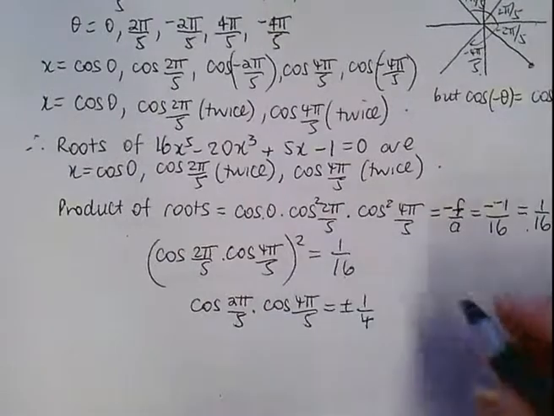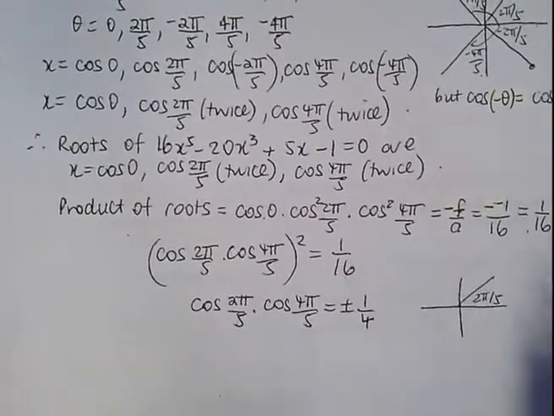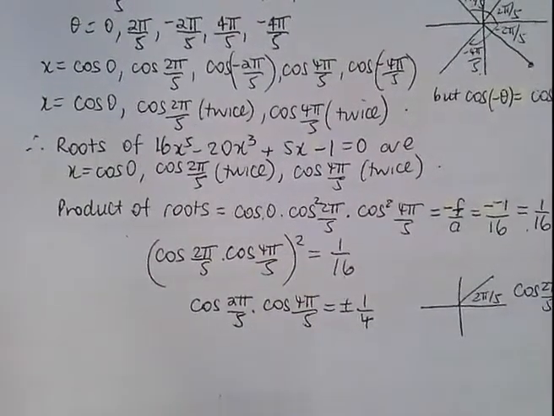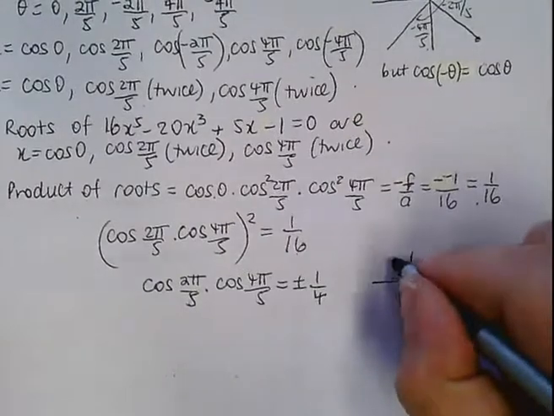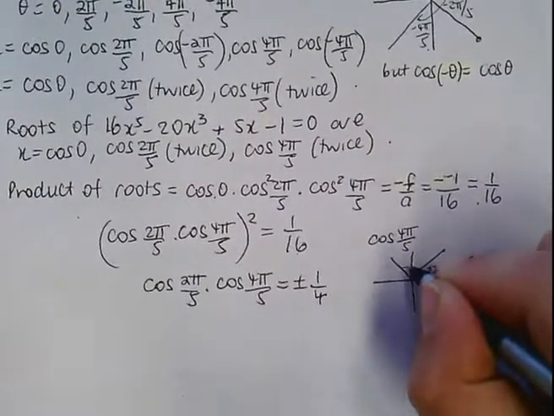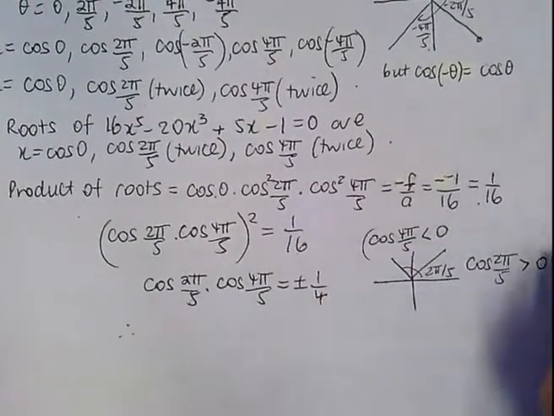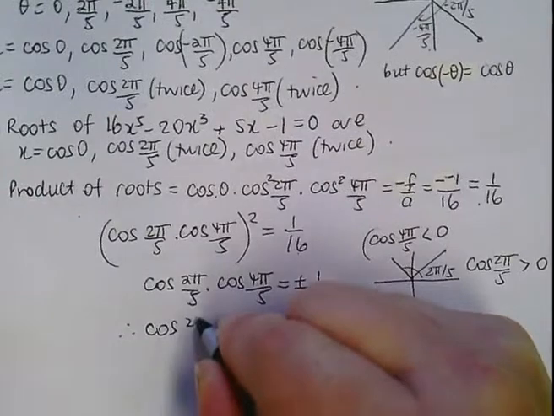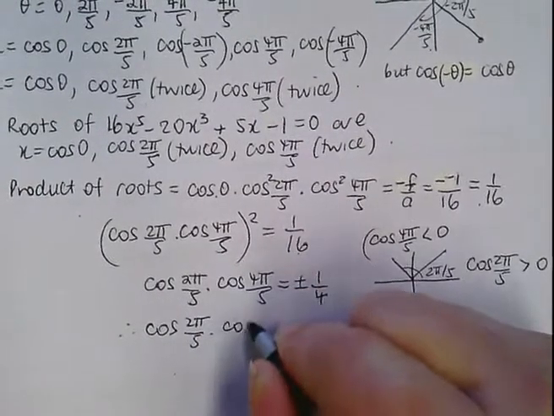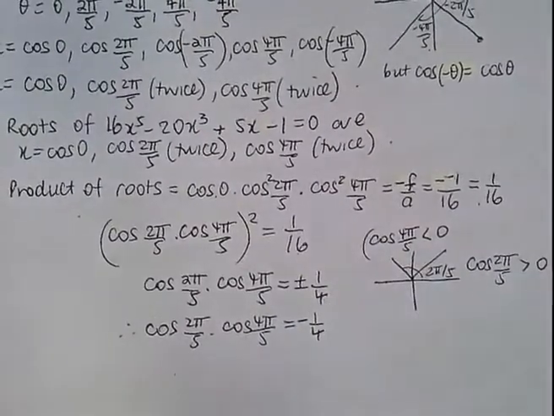Now, we know that cos of 2π on 5 is quadrant 1, so cos of 2π on 5 is positive. And we know that cos of 4π on 5 is quadrant 2, which is negative. So therefore cos of 2π on 5 times the cos of 4π on 5 will equal negative a quarter.